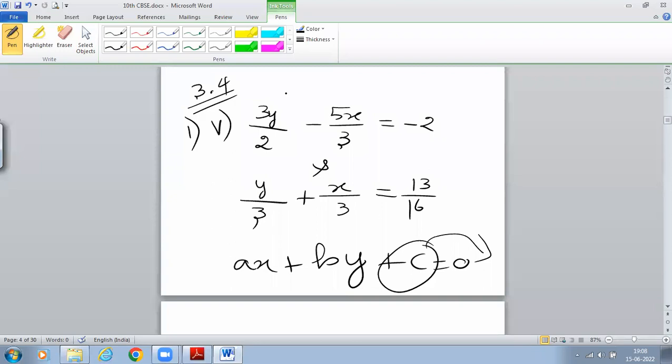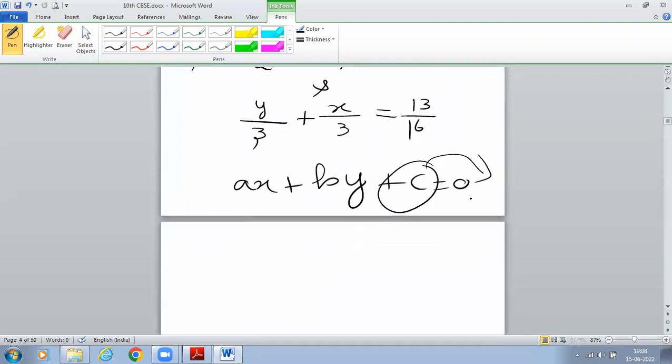But see here, the equation should not have any denominator like this 2 and 3. The coefficients of y and x here are rational numbers, that is p by q form. We have to first take the LCM and make the given linear equation in the form ax plus by plus c is equal to 0. Now one by one I will do. First, 3y by 2 minus 5x by 3 is equal to minus 2. I'm going to simplify this.